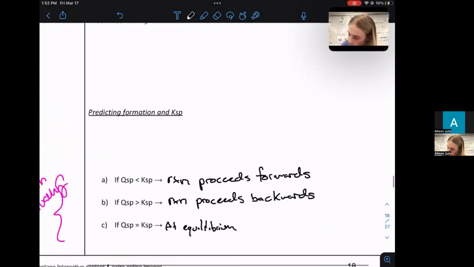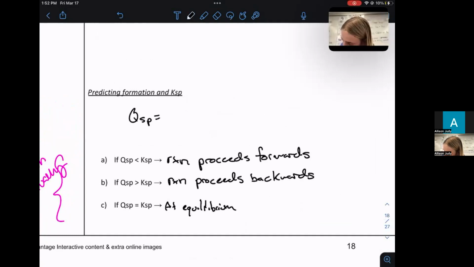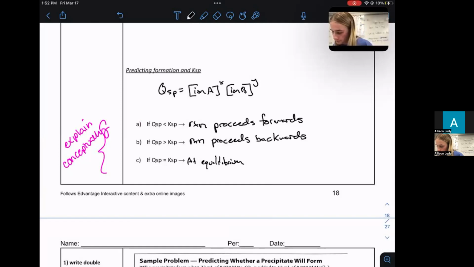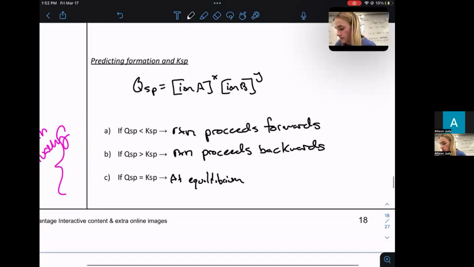QSP is the exact same expression. It equals the concentration of your first ion raised to its stoichiometric coefficient times the concentration of your second ion raised to its stoichiometric coefficient. It's Q if it's not at equilibrium. Sorry, that was totally backwards. It's K if these are equilibrium concentrations and you're solving for KSP.